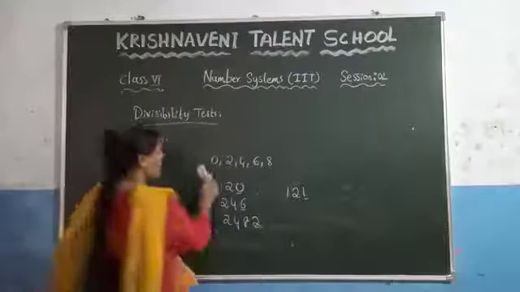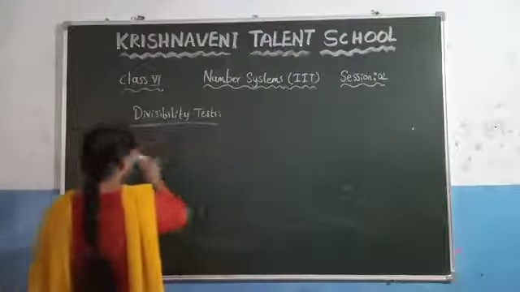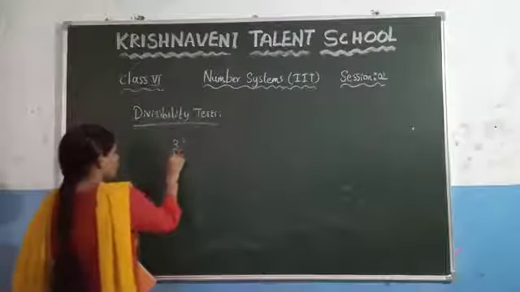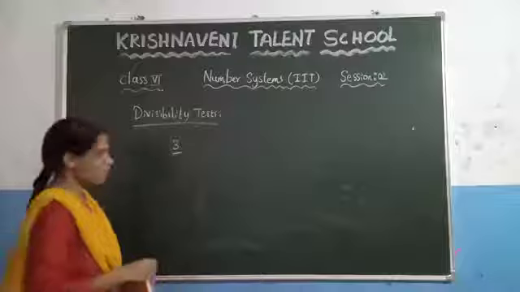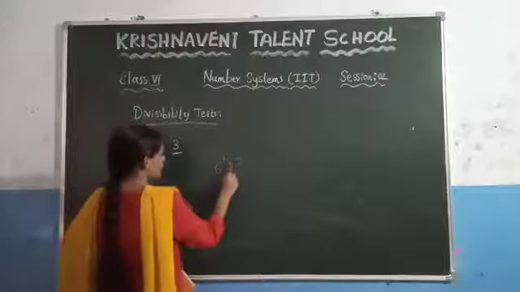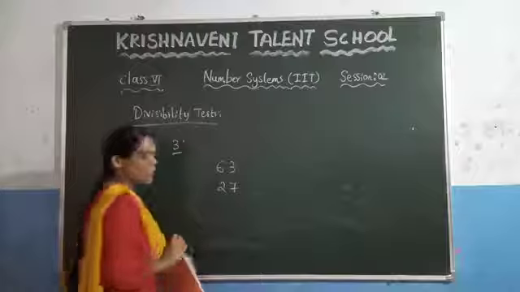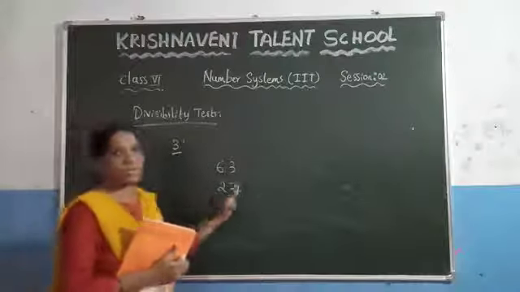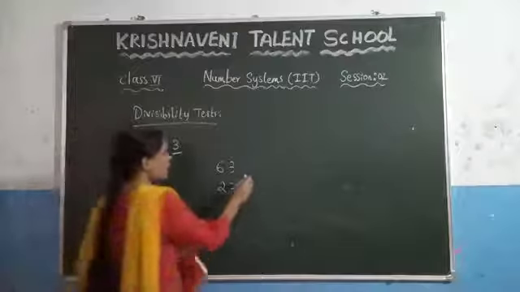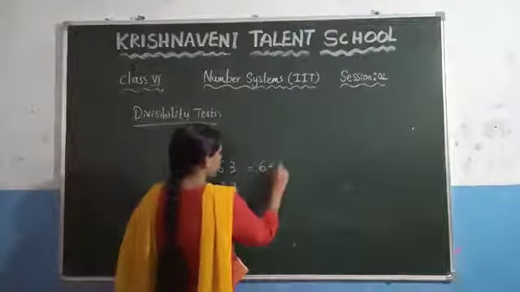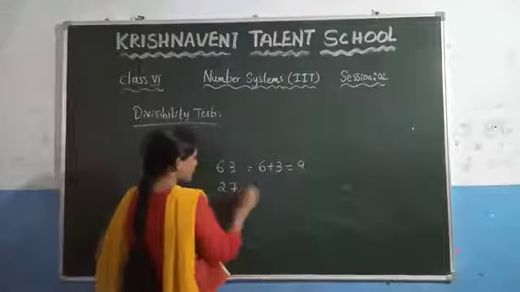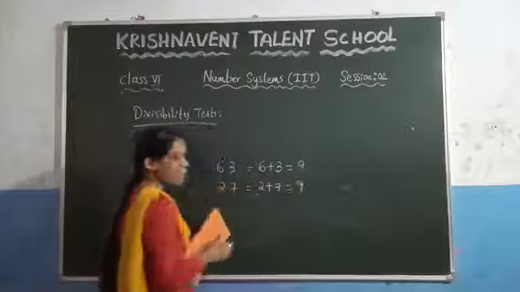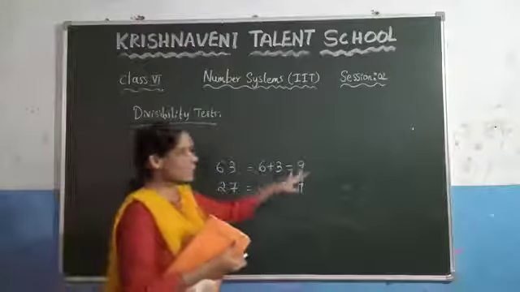Now see the divisibility rule for 3. What does it state here? For the divisibility rule for 3, you need to check the sum of the digits. Let us consider a few examples here: 63, 27. You need to take the sum of the digits. That means add the digits 6 plus 3. What are you getting here? 9. Similarly, add the digits 7 plus 2 plus 7, which is 9. Here you can observe that this 9 is divisible by 3.